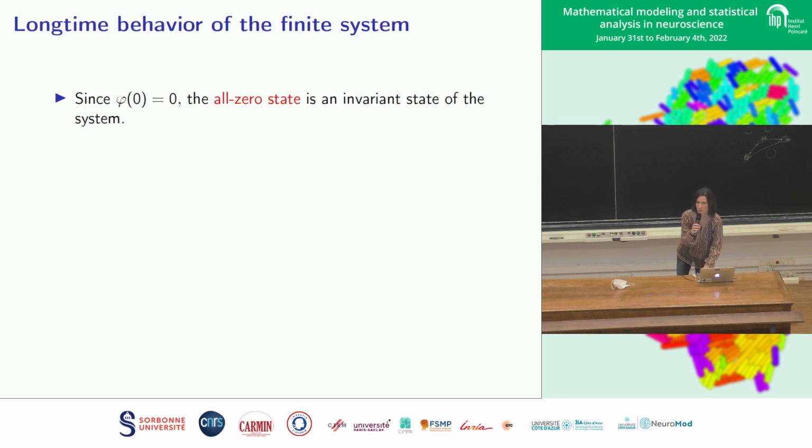So for the finite neuron system, since it's an isolated system, if there is no input, the firing rate is 0. And that also implies that the all-zero state is the only invariant state of the system. It's not very interesting, but we suppose we have this isolated system and we just ask ourselves, how long does it take that an initial stimulus survives in the system?